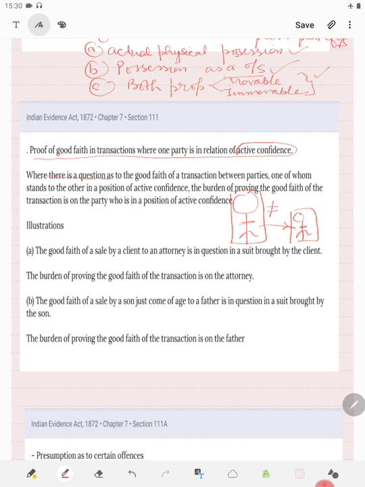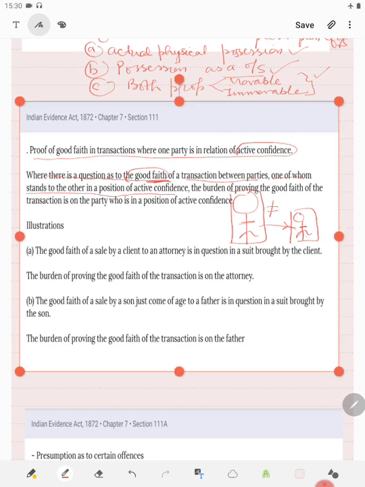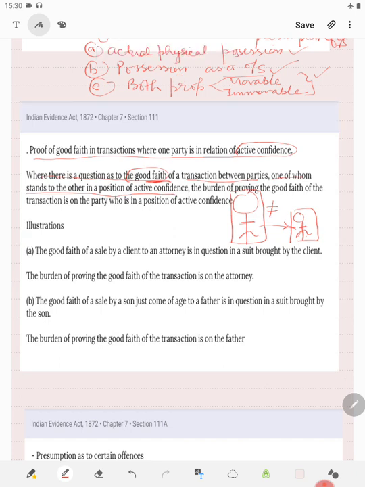Where there is a question as to the good faith of a transaction between parties, one of whom stands to the other in a position of active confidence, that is, they are not equal, the burden of proving the good faith of the transaction is on the party who is in a position of active confidence. So the burden of proving that there was good faith lies on the person who is superior.